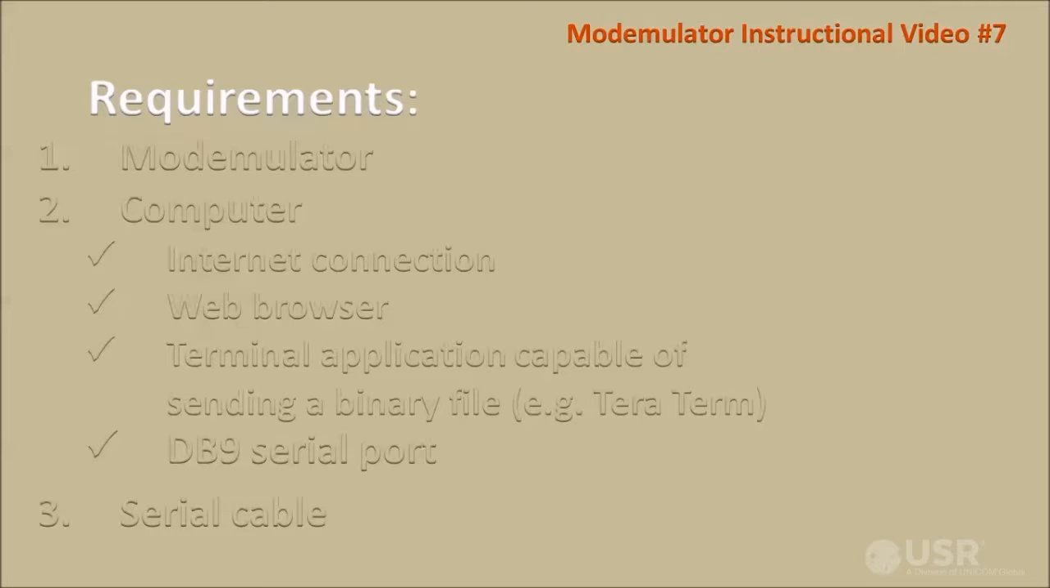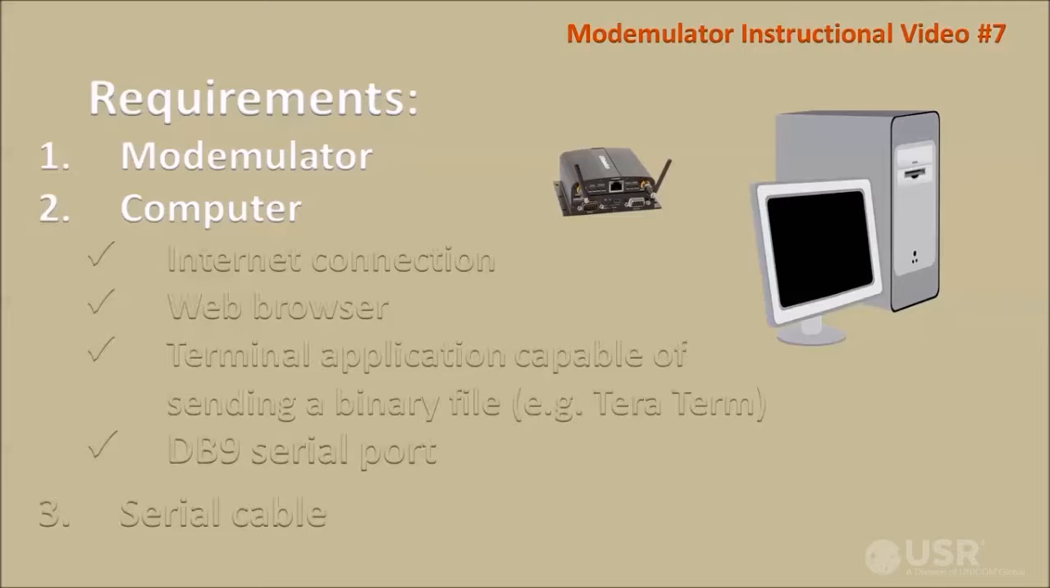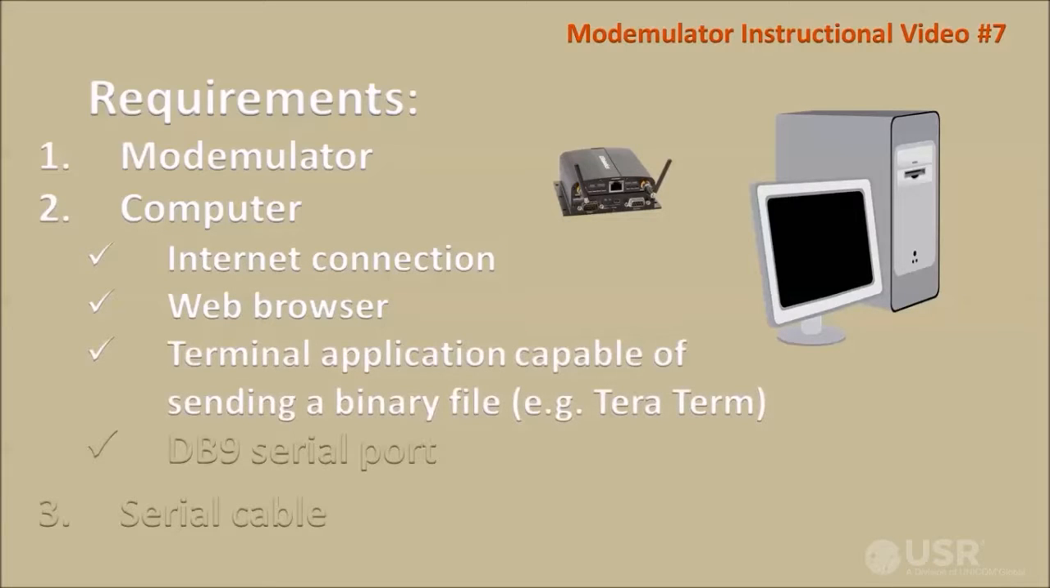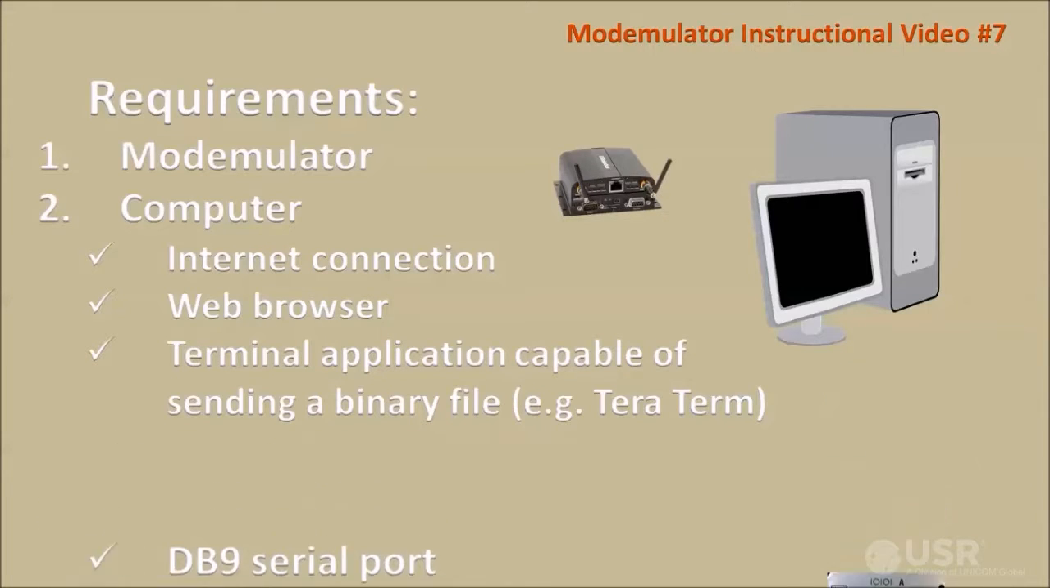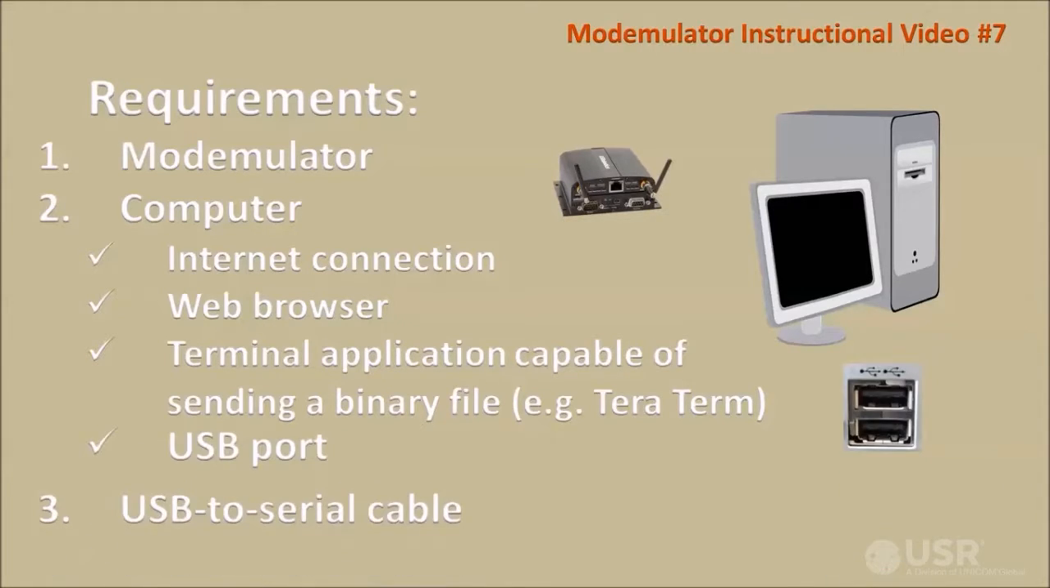The firmware upgrade process requires the target Modemulator and a computer that has access to the internet, a web browser, a terminal application that is capable of sending a binary file, such as TeraTerm, and has a standard DB9 serial port. A short serial cable is also required. As an alternative to a serial port and a serial cable, use a USB port and a USB to serial cable.